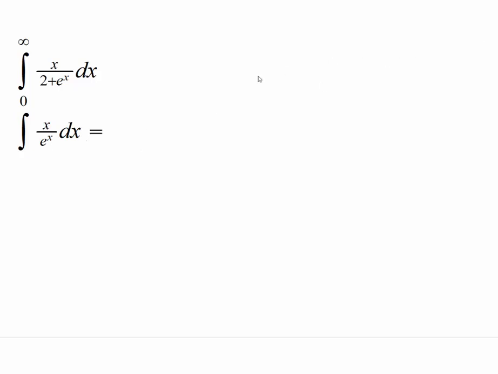then what we have is that this antiderivative is, let me just rewrite it here too. This is the same as the antiderivative of x times e to the negative x, and if we use integration by parts, then this integral would be negative e to the negative x times (x plus 1).